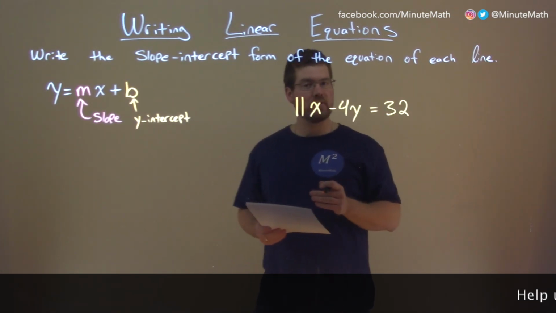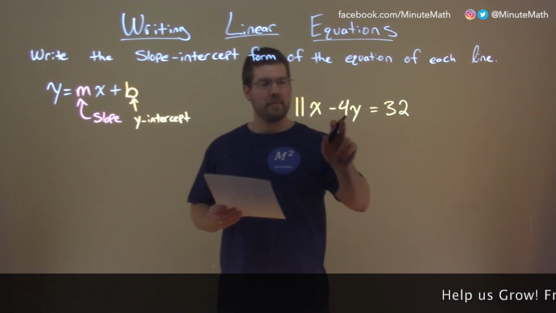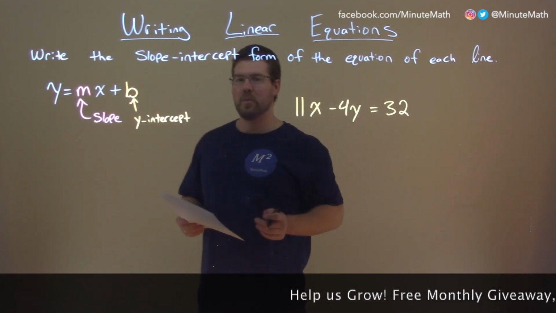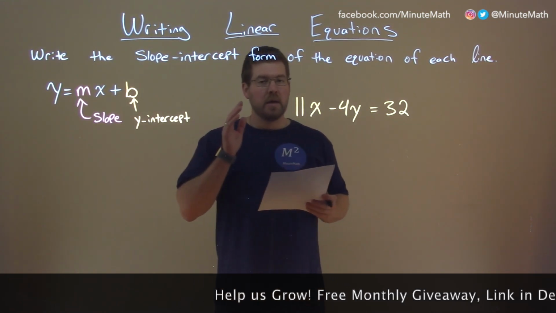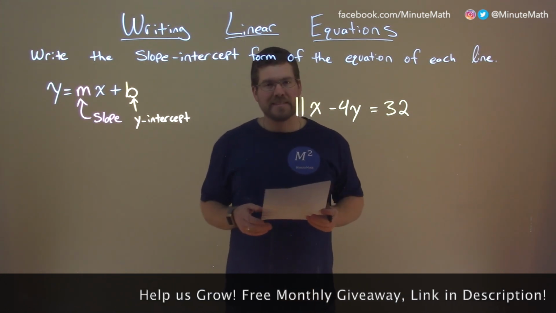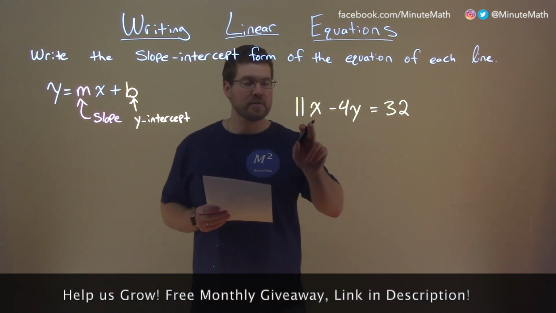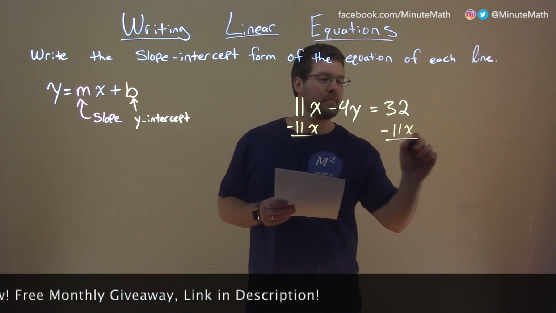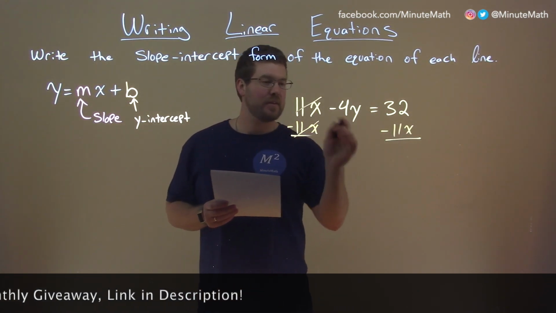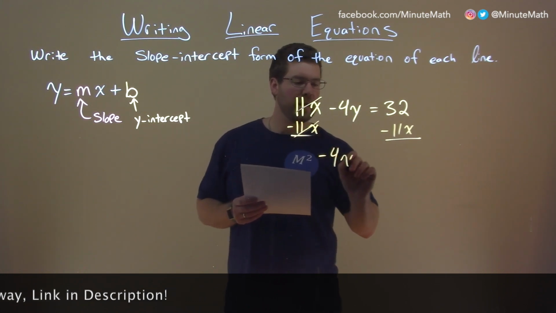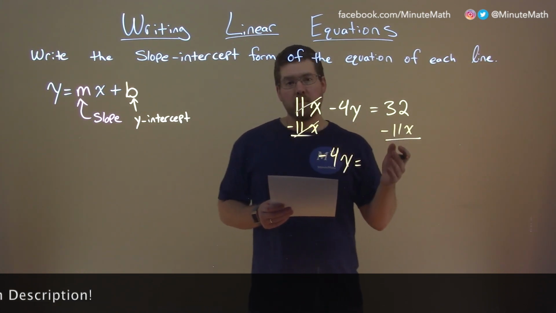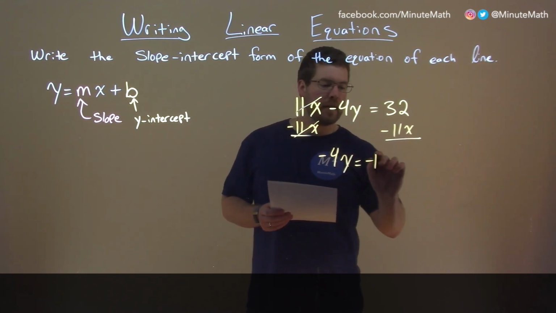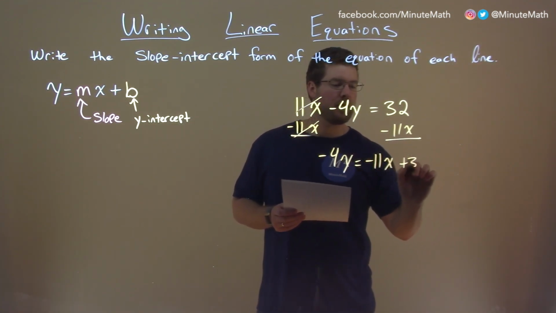I was given this problem. 11x minus 4y equals 32, and we're writing that in slope-intercept form. Goal here, get y by itself. To do that, I need to first subtract 11x to both sides. That cancels the 11x, giving me a minus 4y here on the left, and on the right, they are not like terms. We cannot combine them. Minus 11x here, plus 32.